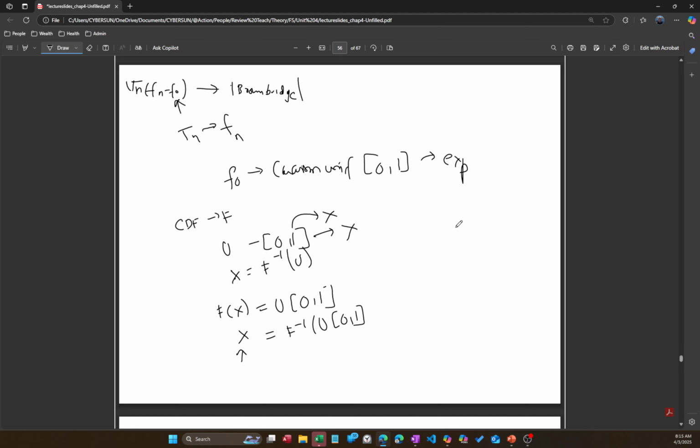For the proof, let's say that P(X is less than t), then we can say that P(F inverse of U is less than t). Then we can say that P(U is less than F(t)), which is equal to F(t). The CDF of X matches F, demonstrating correctness.